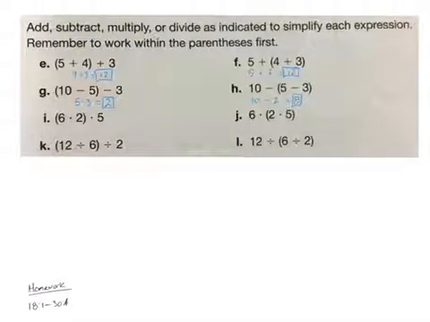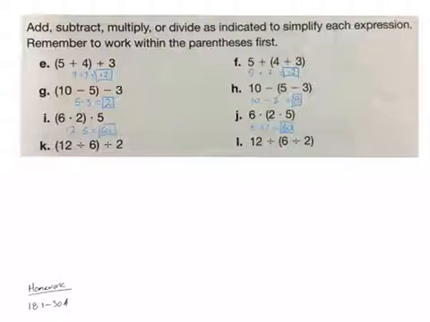6 times 2 is 12, times 5. That's going to give me 60. Here this is going to give me 6 times 2 times 5. I forgot to box in again. 2 times 5 is 10. So 6 times 10 comes out to be 60.